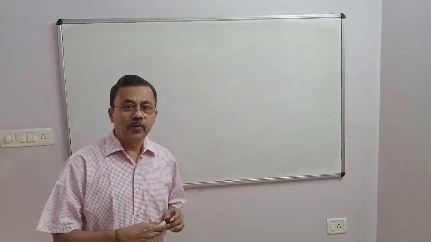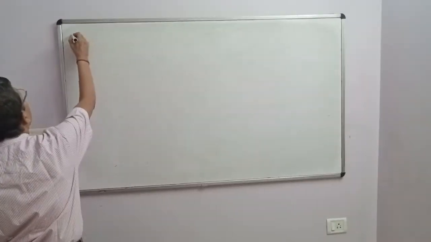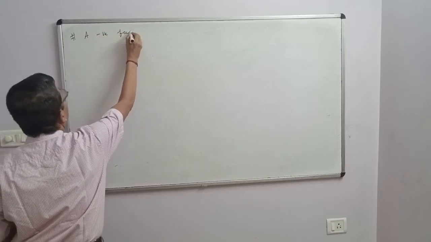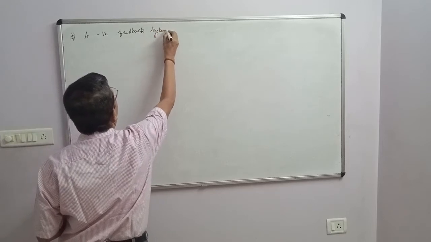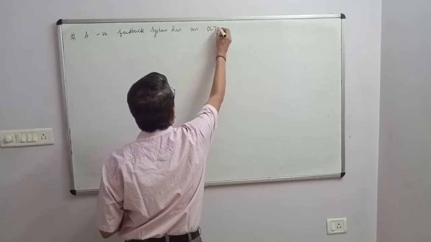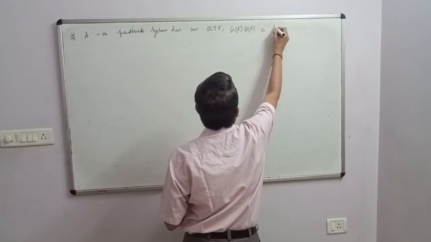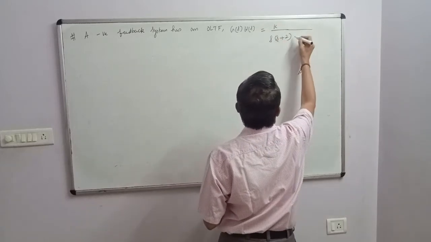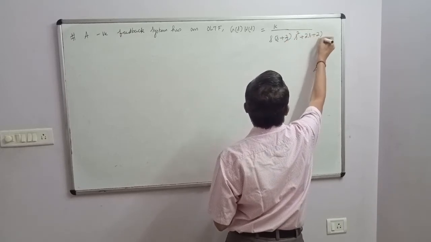Today's class we will be doing additional problems on root locus. A negative feedback system has an open loop transfer function G(s)H(s) equal to K divided by s into (s plus 2)(s plus 3) into (s square plus 2s plus 2).